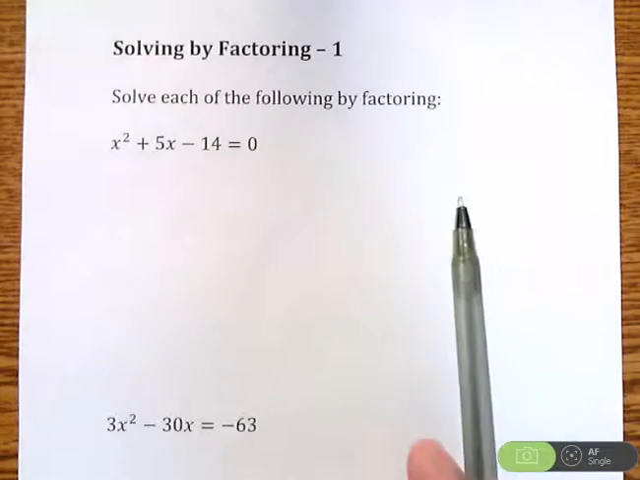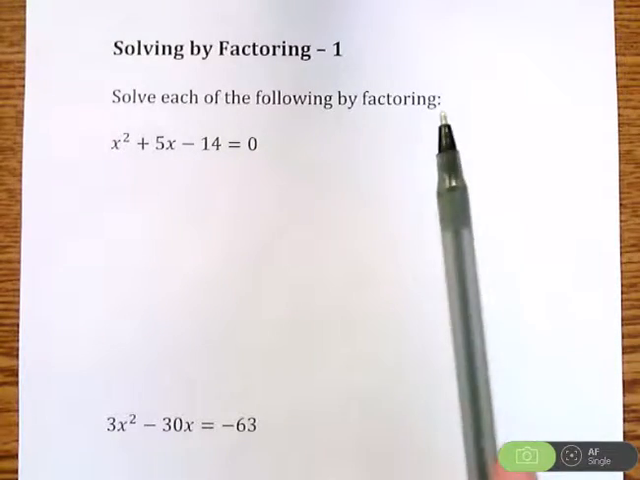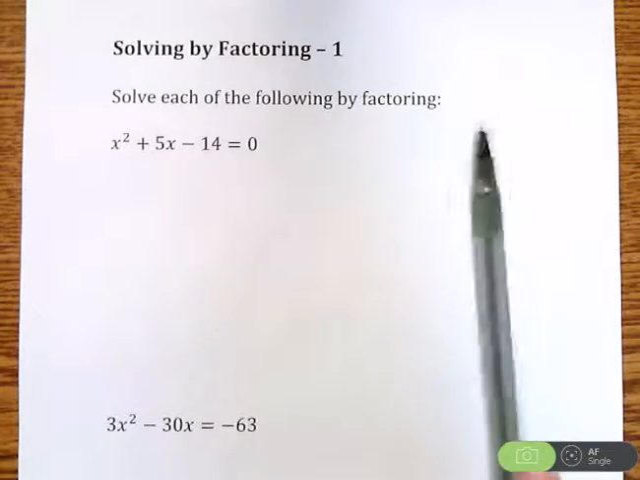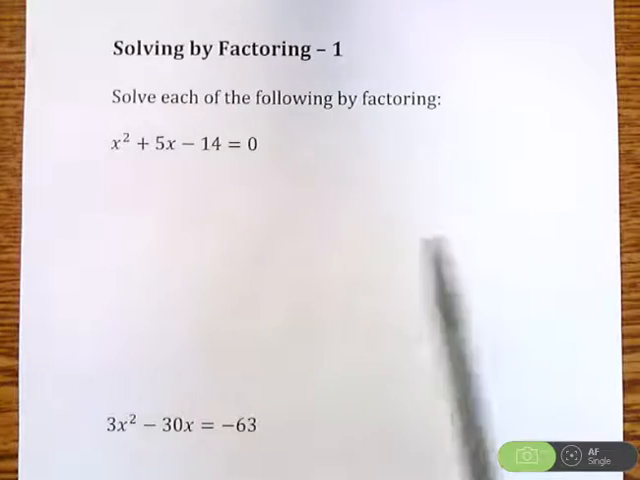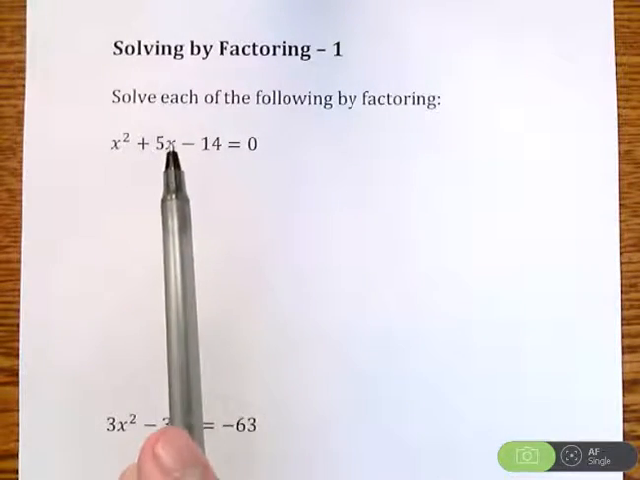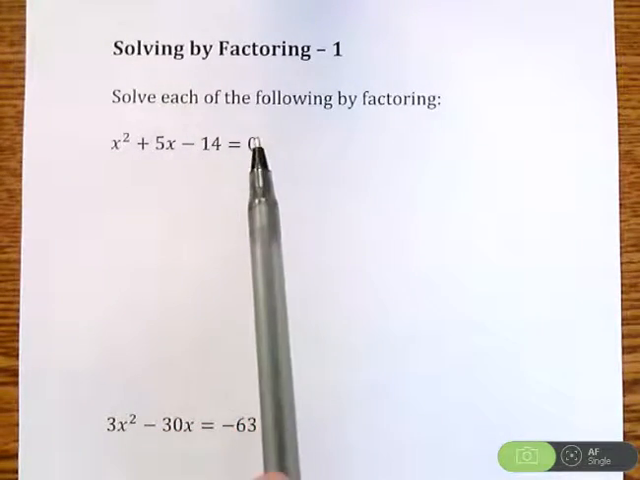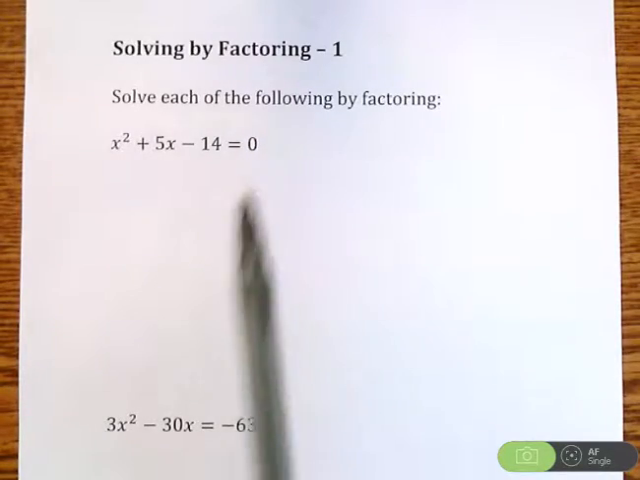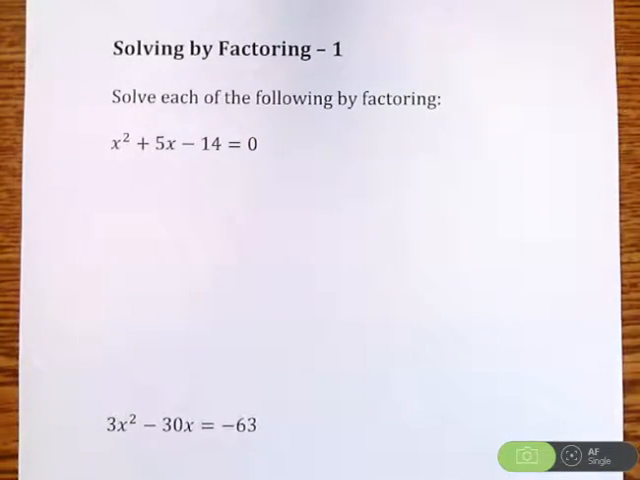Now, one of the most important things before we even get to the factoring part is we have to make sure these quadratic equations are equal to 0. So my first one, x squared plus 5x minus 14 equals 0. We have it equal to 0, which is what we want. That has to happen first.